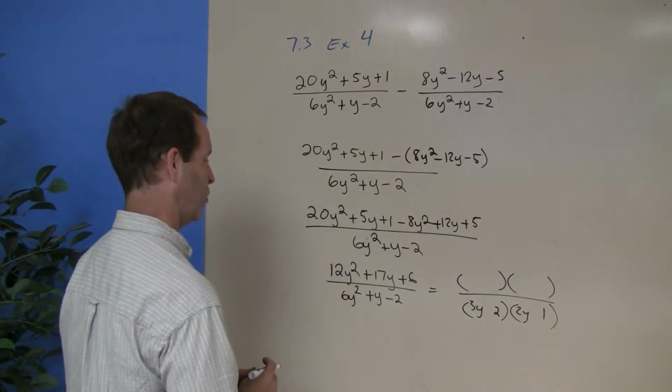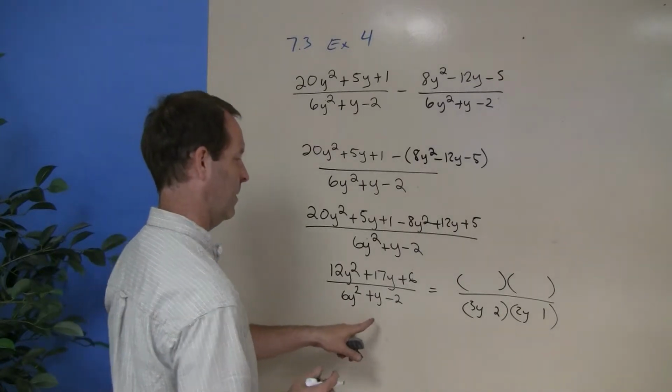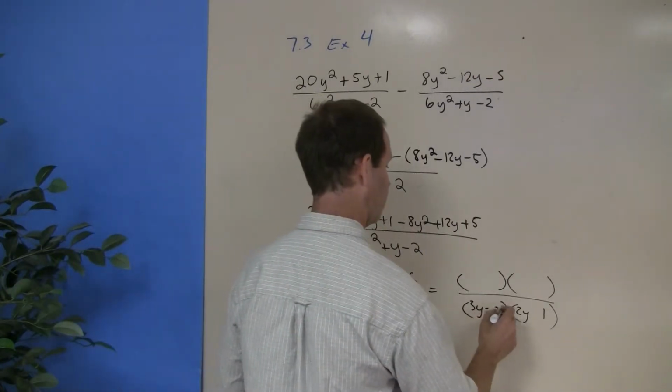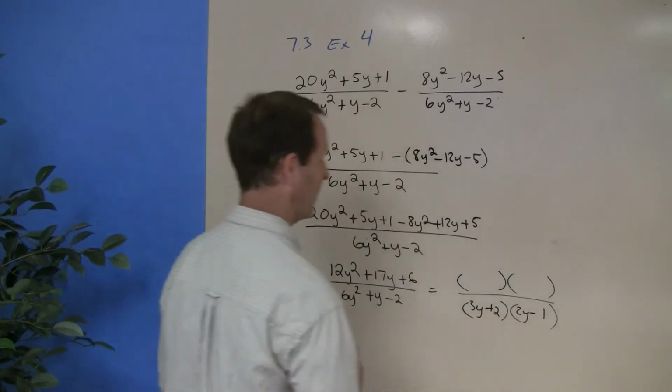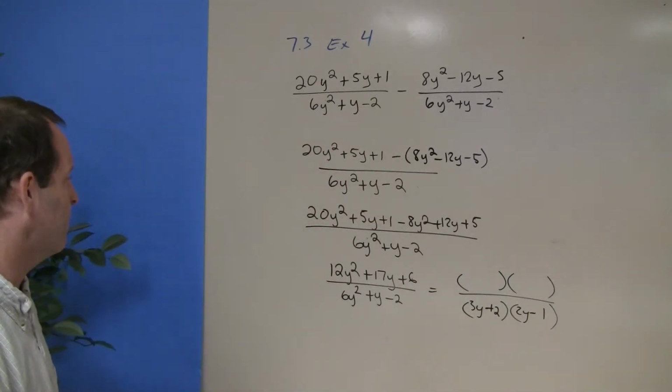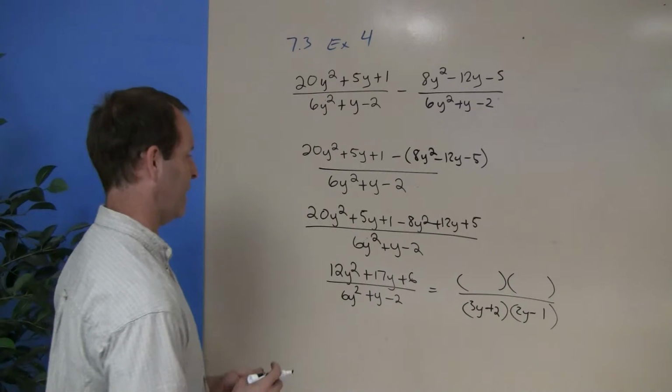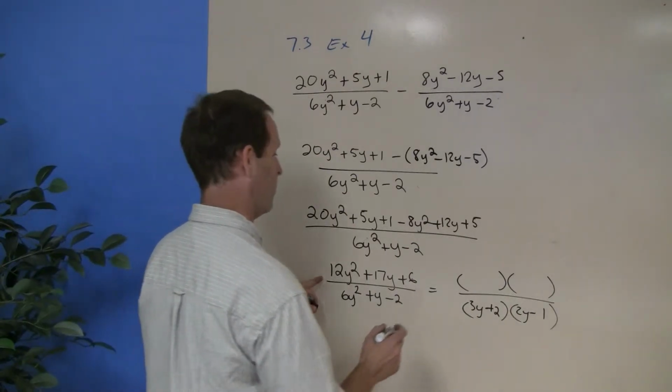And to get my signs right, I want a positive middle term, so this one has to be positive and that one has to be negative. All right, there are the factors at the bottom. So I need to find factors like that up top. Let's try a 3y and a 4y.